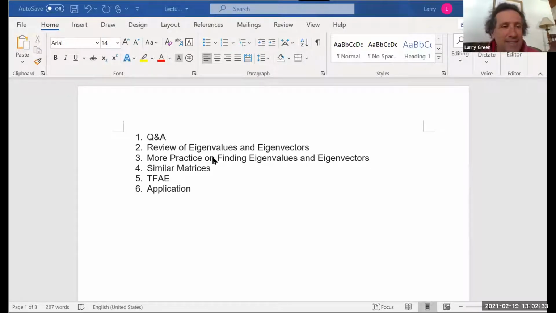So after that, we'll get into practice on finding eigenvalues and eigenvectors. Just a minute, I forgot I have my microphone off. Okay, so hopefully that helps sound-wise.